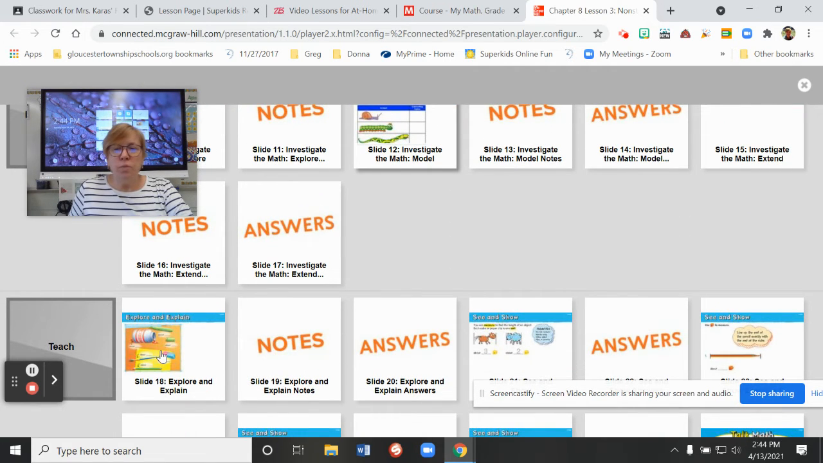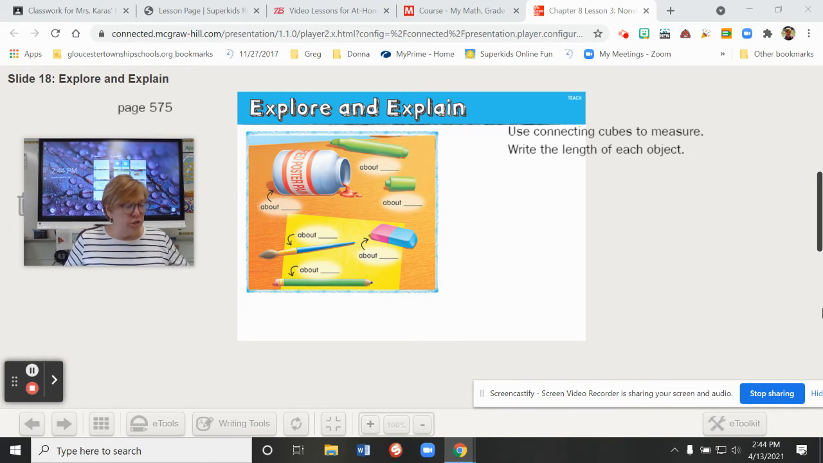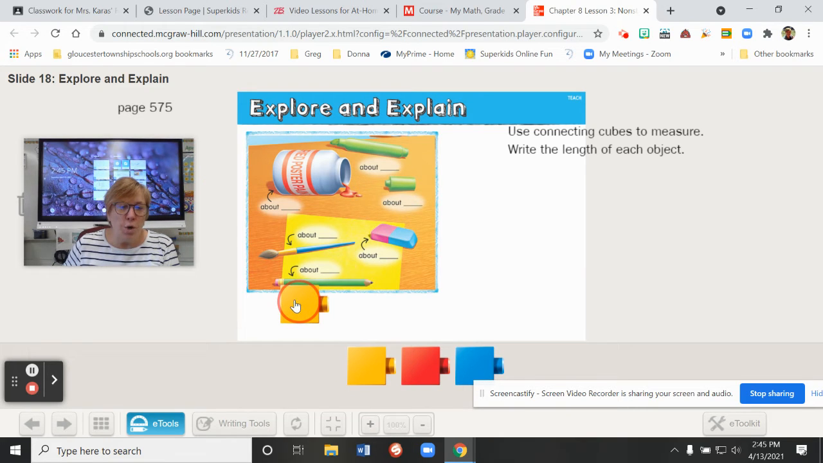Now, I would say take out your math book and turn to page 575, okay? Now, what you are going to do is use your connecting cubes. And they want you to use that to measure the objects on the paper, okay? Now, this paper is smaller than what you would use, than yours. But what I would like you to do when you measure, make sure you go to the end of the item and then keep going, all right? And cover the most you can.